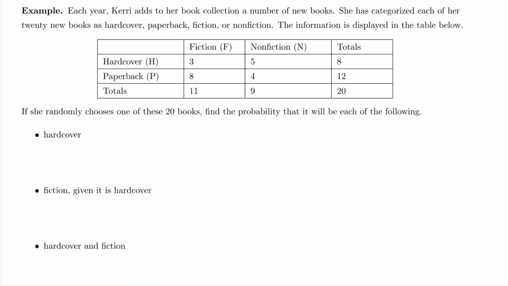Each year, Carrie adds a number of new books to her book collection. She has categorized each of 20 new books as hardcover, paperback, fiction, or nonfiction. The information is displayed in the table below. What is the probability that if she randomly chooses one of the 20 books, it will be hardcover? Well, if you look at hardcover, there are 8 out of a total of 20 books. So this probability is 8 out of 20, which is the same as 2 over 5 or 0.4.